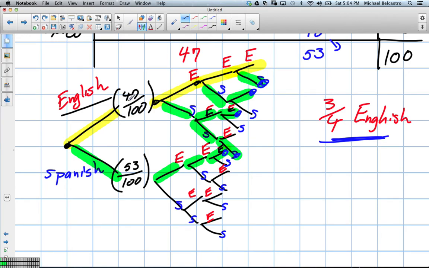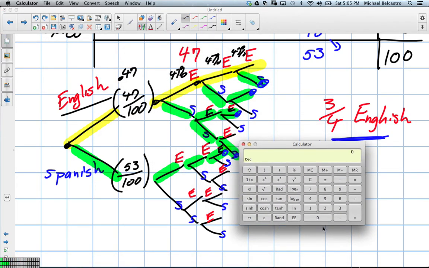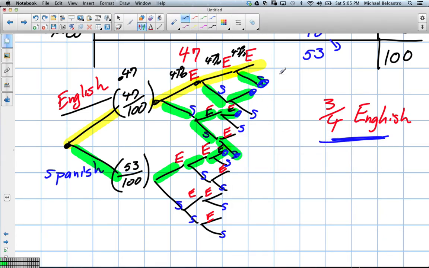Well, we know that English was 47%, or in other words, 0.47, right? Well, that is the exact same thing every time. So it's another times 47%, times 47%, times 47%. So we take a calculator out. Okay, so it's 0.47 times 0.47 times 0.47 times 0.47 is equal to 0.048. Okay, so that's all English. That's 4 out of 4 English.